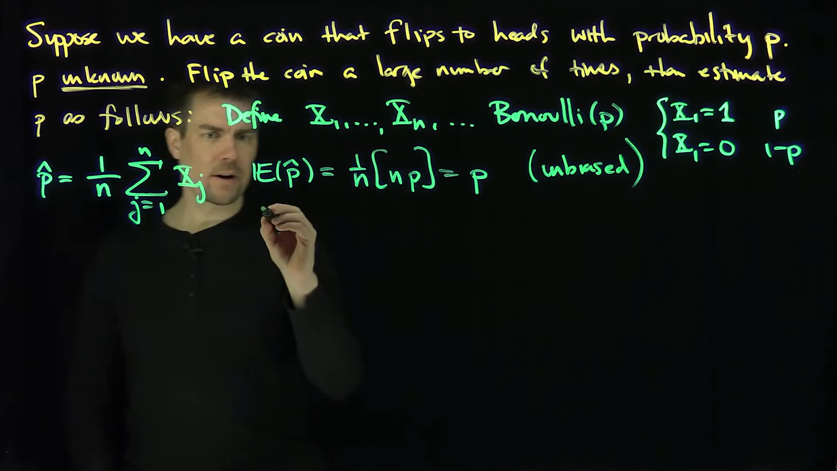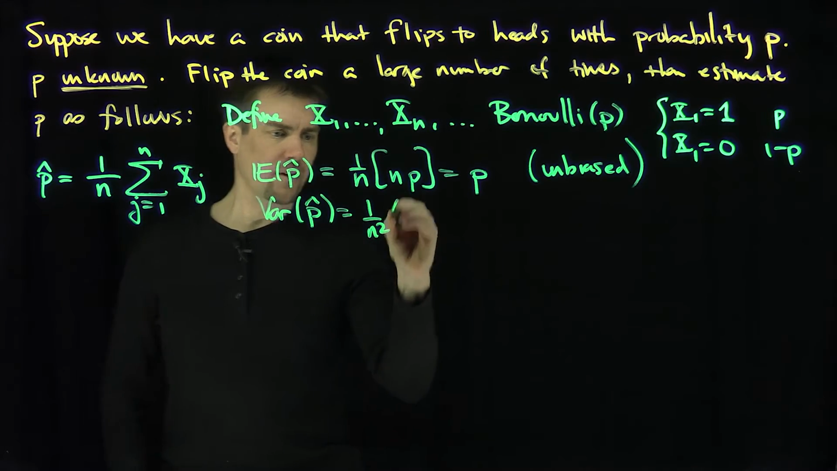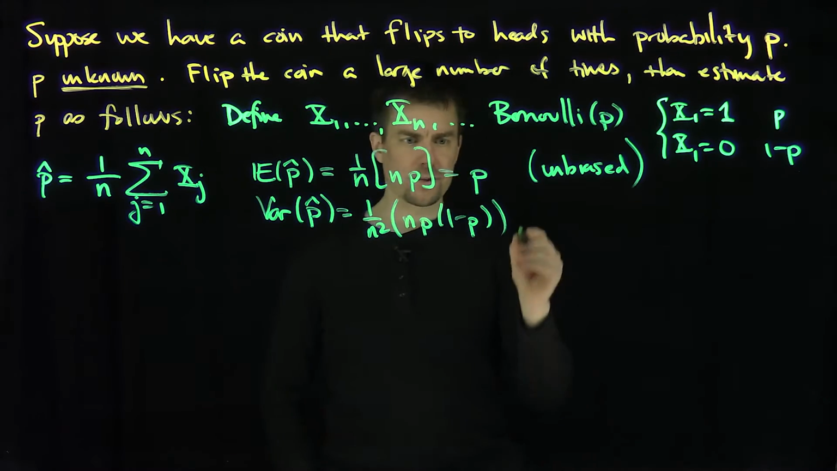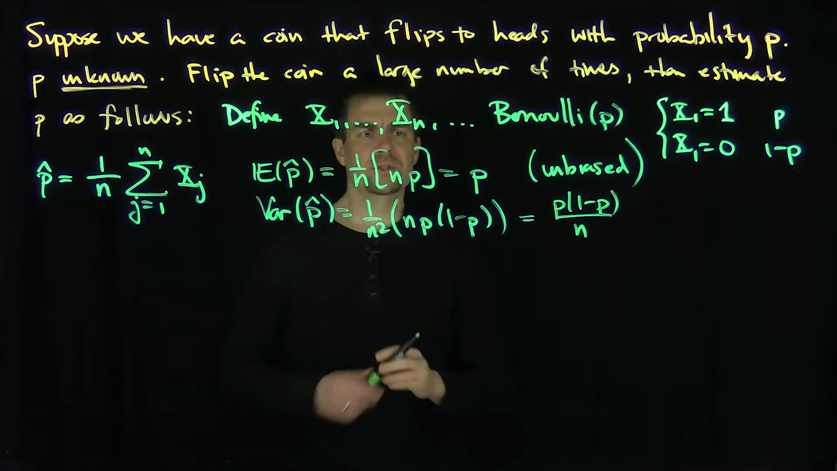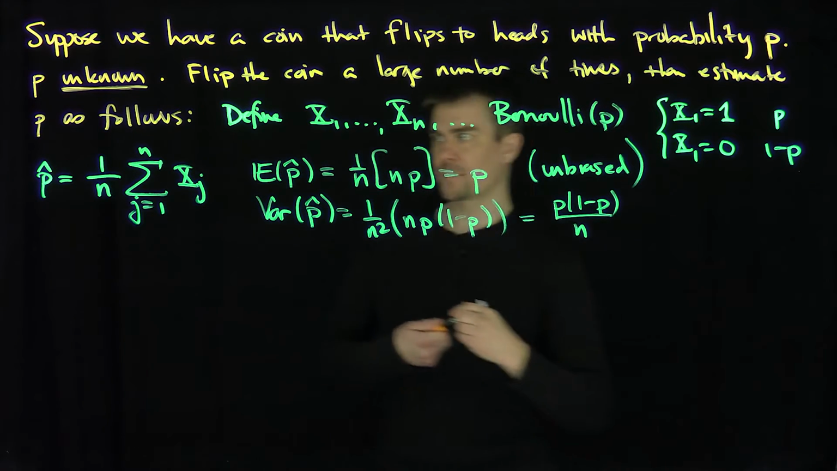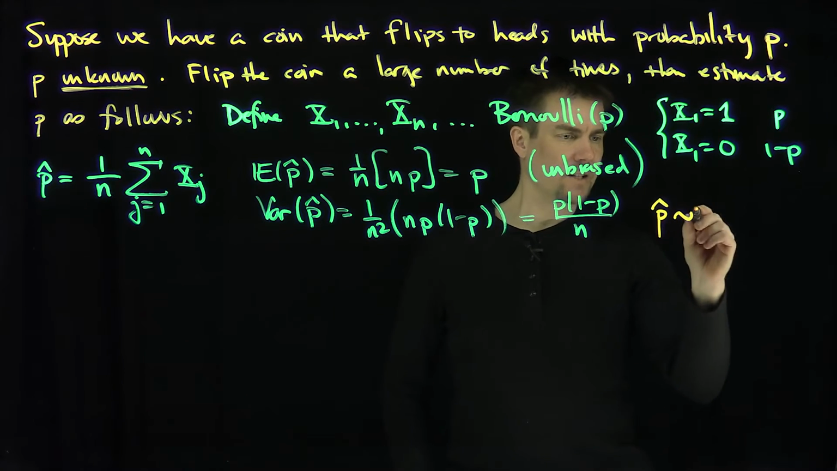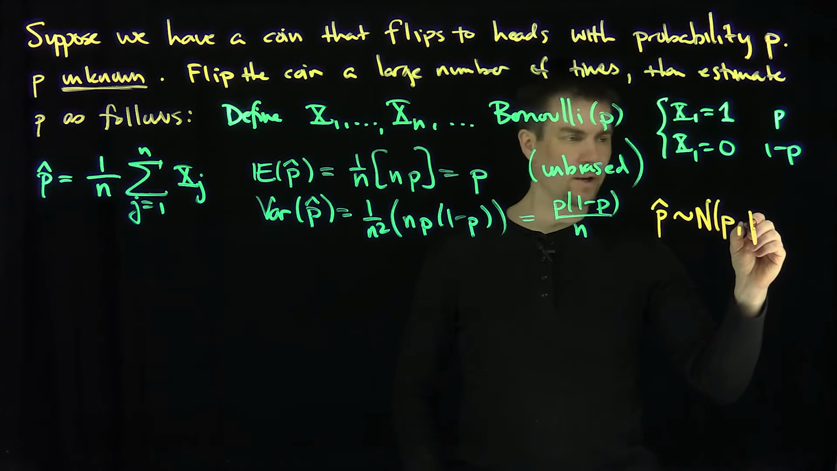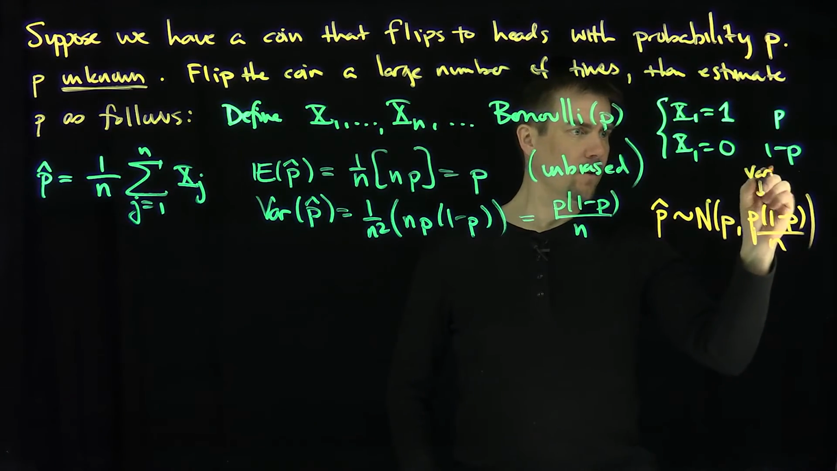Okay? And what's the variance of this estimator? The variance of p hat is going to be 1 over n squared times n times p 1 minus p, by properties of Bernoulli random variables. And so the variance is just p times 1 minus p over n. And now the central limit theorem tells me that p hat is approximately normally distributed. So p hat is approximately normal, with mean p and variance p 1 minus p over n, where I'm using the variance from over there.